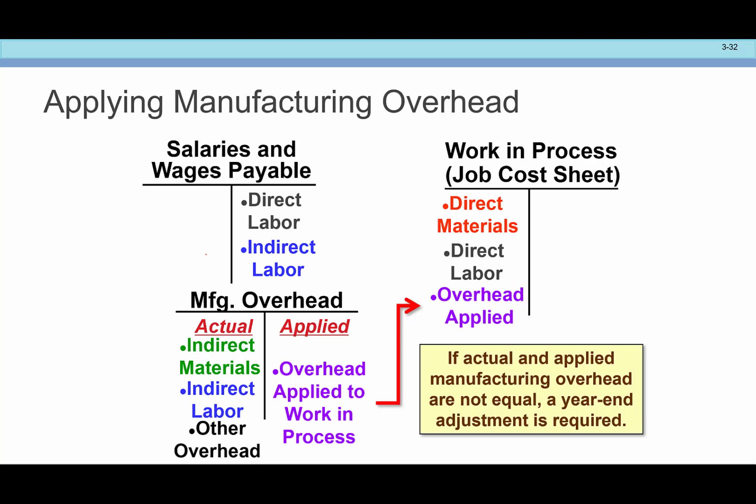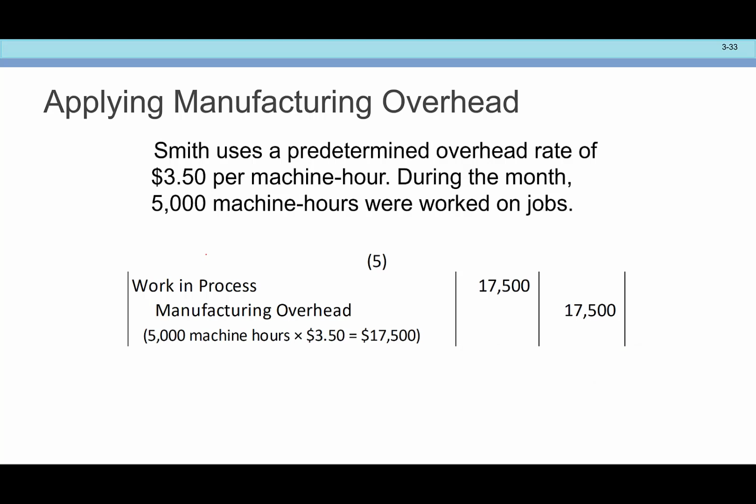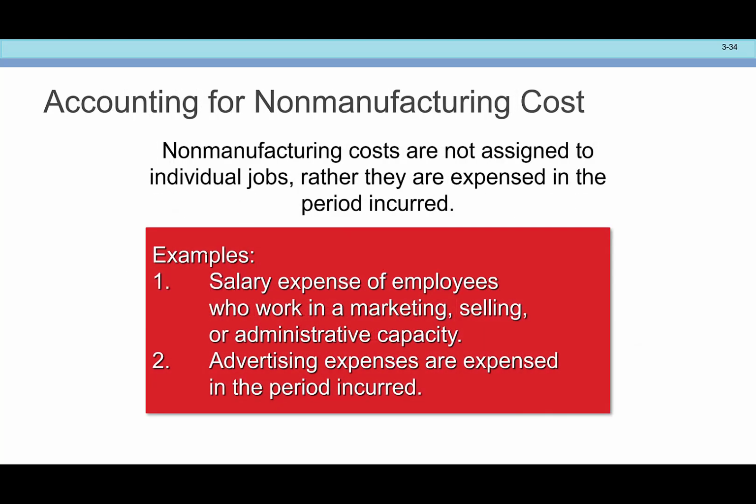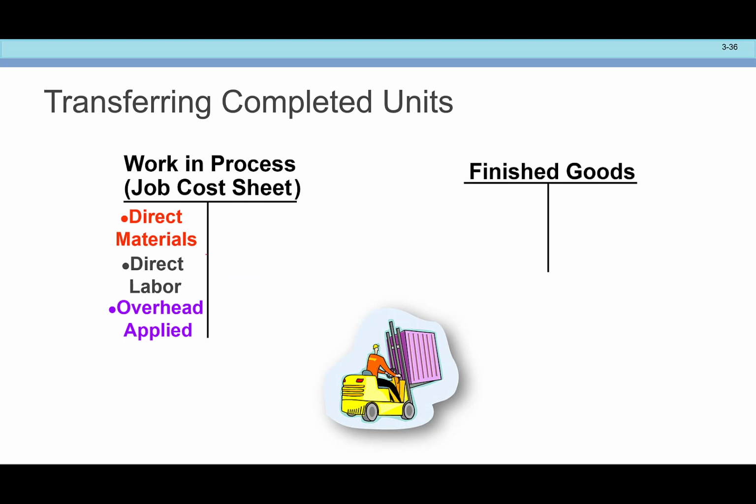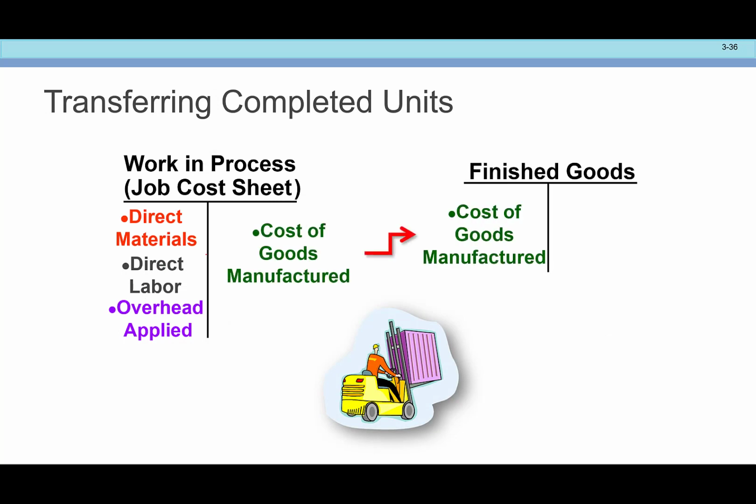Now, there's going to be a slight difference, and we're going to deal with that difference in a second. Our non-manufacturing costs, our selling and administrative expenses, are simply expensed, right? We don't apply those to the jobs. So there's the journal entry for that. We expense them. Expense is incurred. Then our direct materials, direct labor, and overhead applied are in work in process.